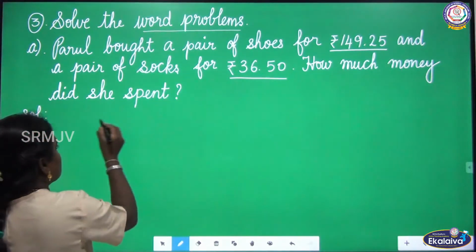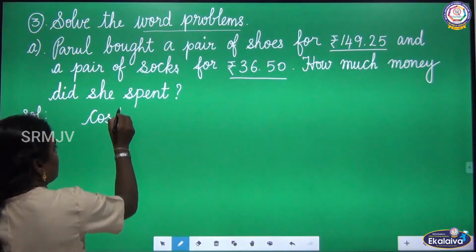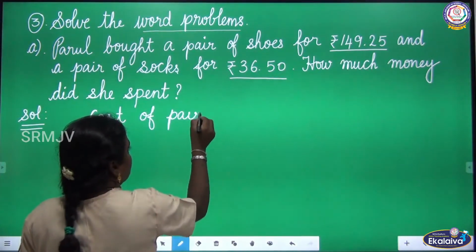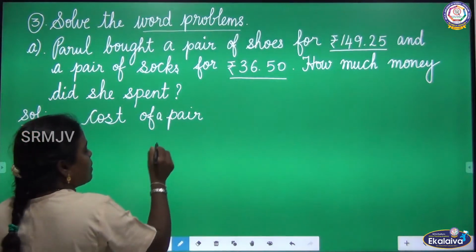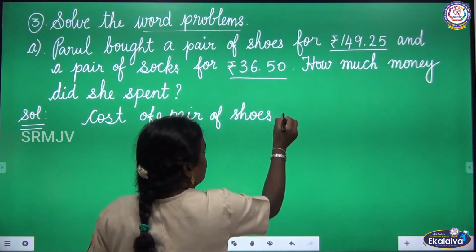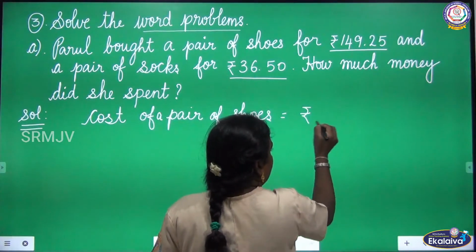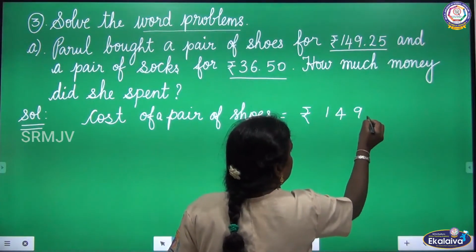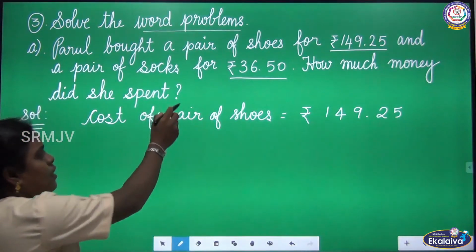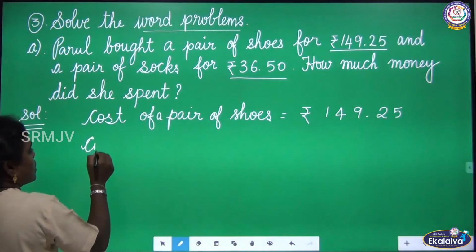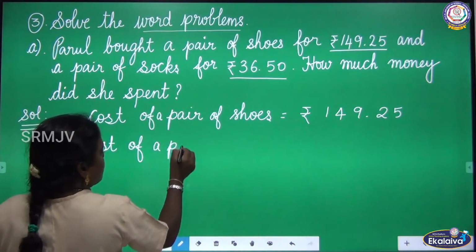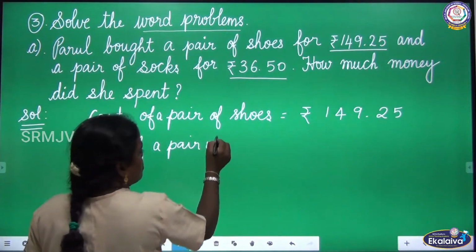First statement, cost of a pair of shoes. It is 149 rupees and 25 pice. And the next thing is the pair of socks. Cost of a pair of socks.